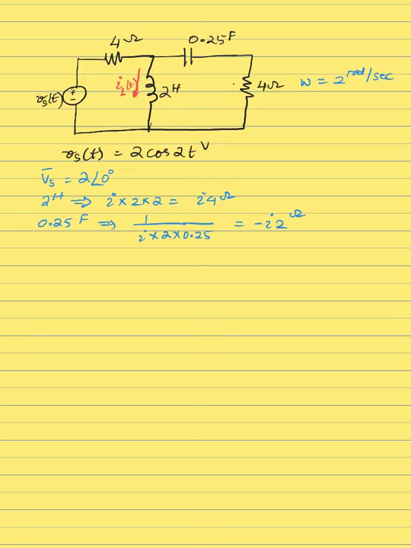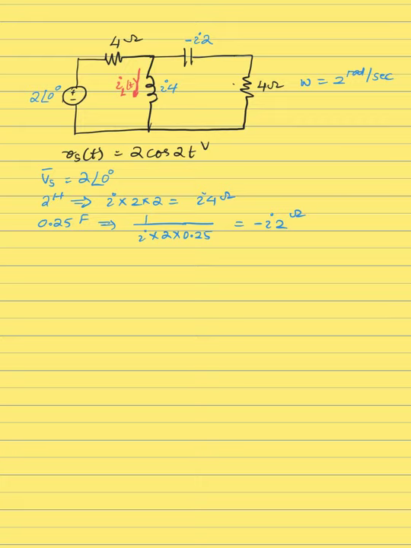Okay guys, this time I'm going to erase the original values of the components and just write down the calculated values. So what I have is that's negative j2, that's j4, and the source is at an angle of 0 degrees.